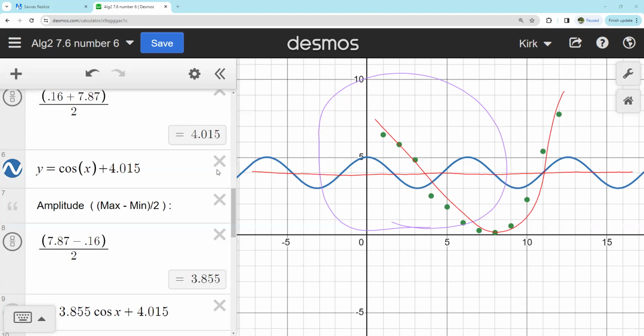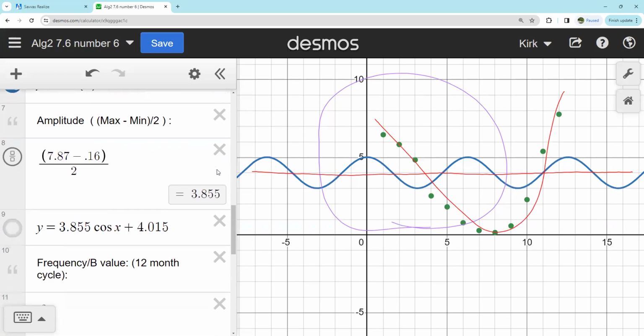Now my amplitude, the A value, the stretch factor out in front: if I take the maximum minus the minimum, 2 points, subtract those and then divide by 2, that's finding how far the graph goes above and below the midline. So if you go from this midline up to the highest point, or from the midline down, there's your amplitude. So that's what this is finding. We're finding the amplitude of 3.855.